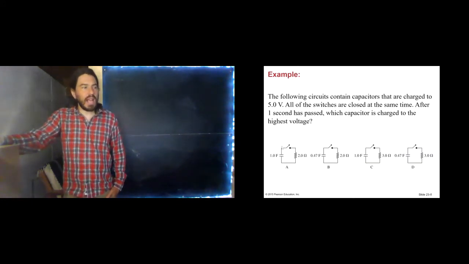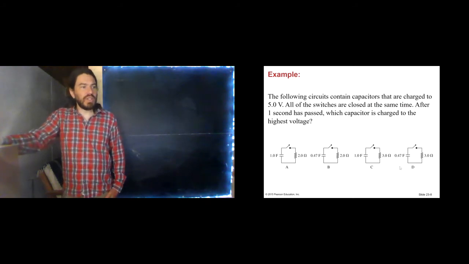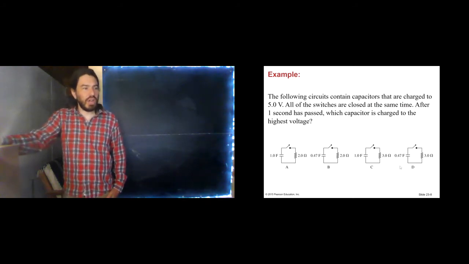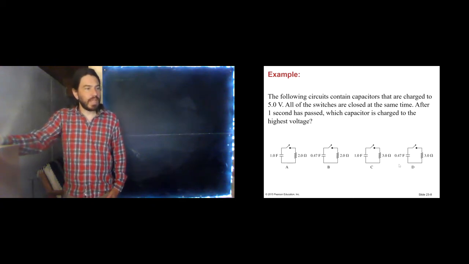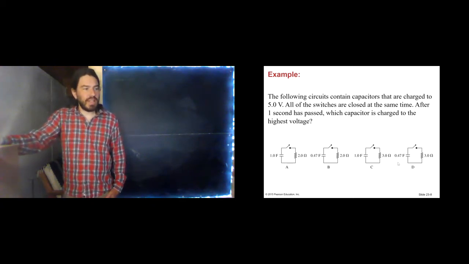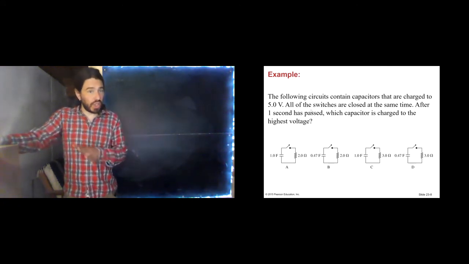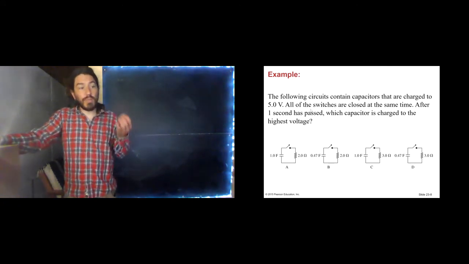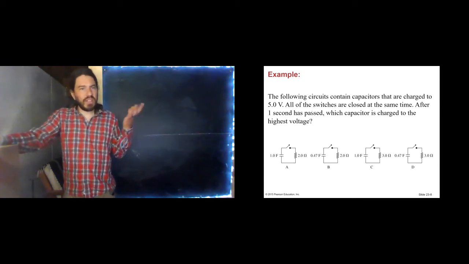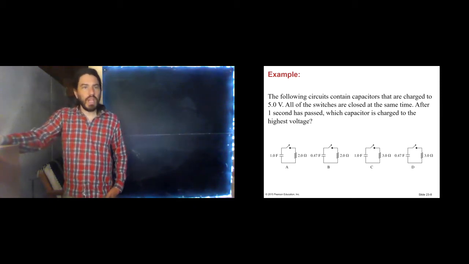Let's do a quick exercise here. The following circuits contain capacitors that are charged to 5 volts. All of the switches are closed at the same time. After 1 second has passed, which capacitor is charged to the highest voltage? So again, they're starting off charged, and we're discharging them. After a certain amount of time, 1 second, which capacitor still has the largest voltage? Why don't you try and figure this out, and I'll see you on the other side.